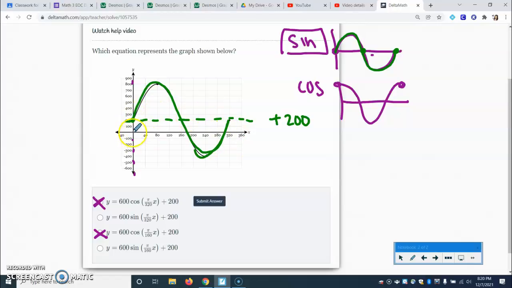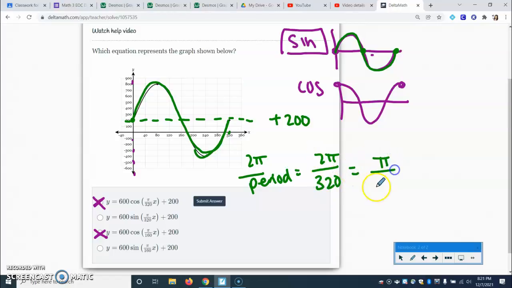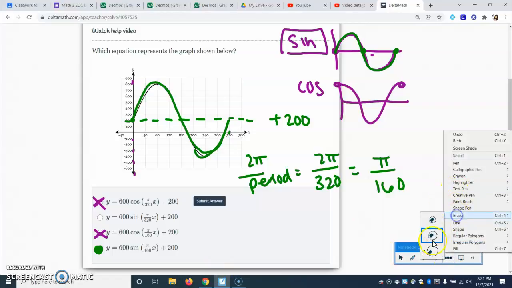So that goes from 0 to 320, which means my period is 320. And so I'm always going to do 2 pi over the period. So 2 pi over 320, if I reduce 2 over 320, that becomes pi over 160. So it has to be this one. All right, I think I have time to do one more.